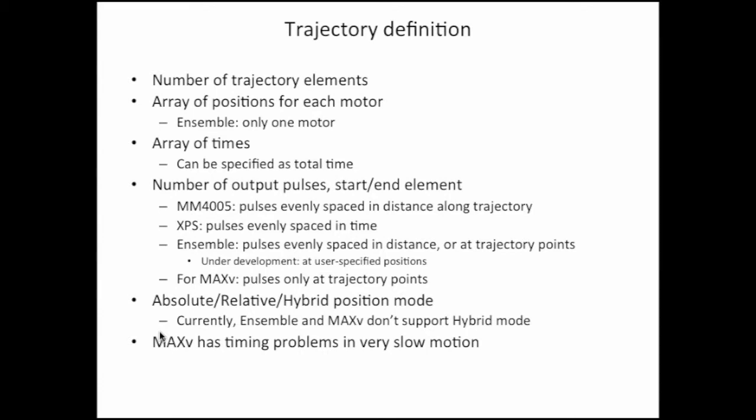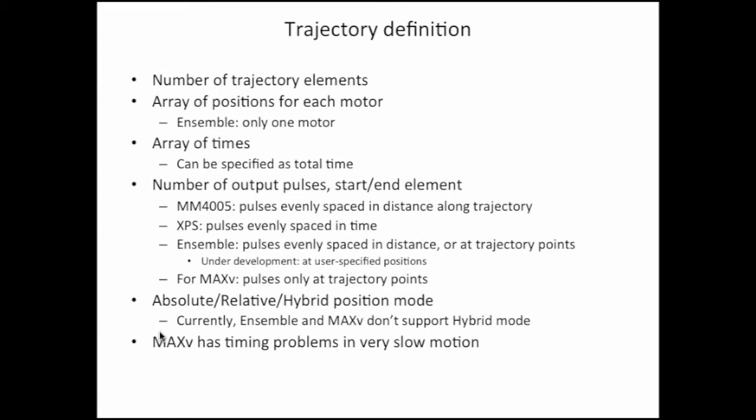For the Ensemble, you can either have the pulses evenly spaced in distance, and there's only one motor, so the distance is not ambiguous here. Or you can have it send out pulses at trajectory points, and this is no longer under development. You can also tell it to send out pulses at user-specified points. You can tell it how many pulses to send and which positions to send them at. For the Max-V, the only option is pulses at trajectory points.